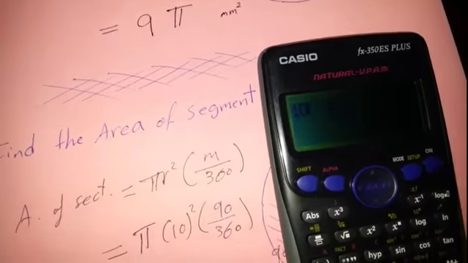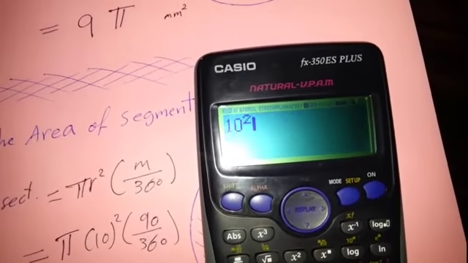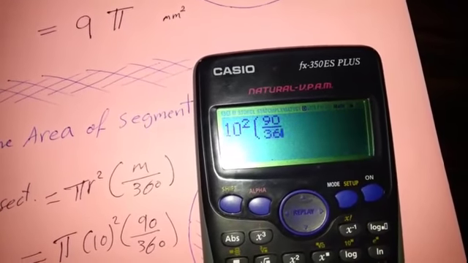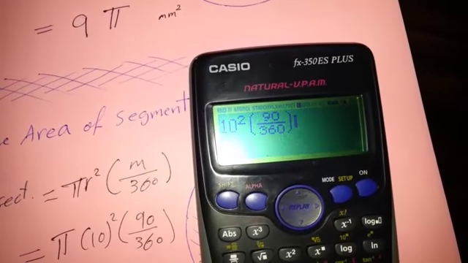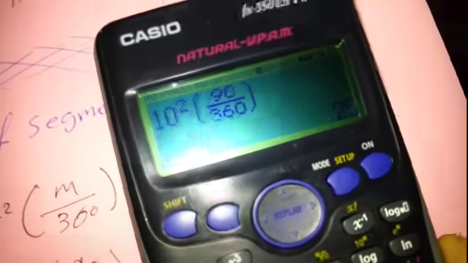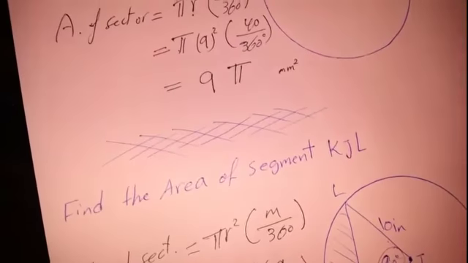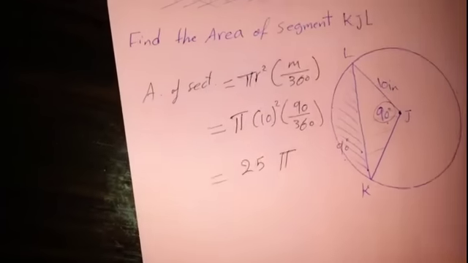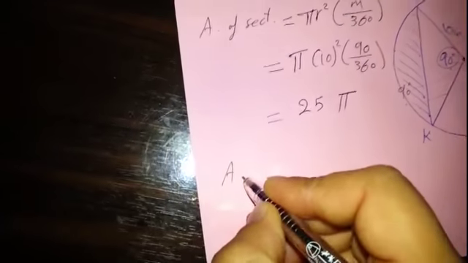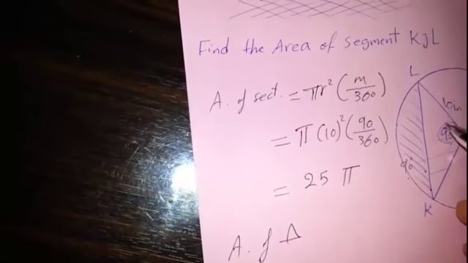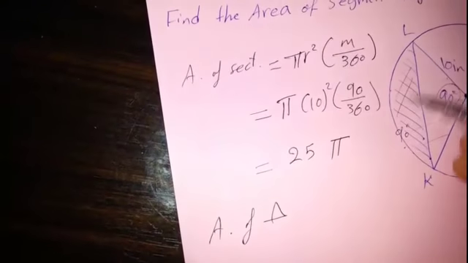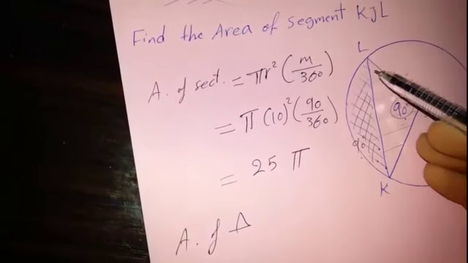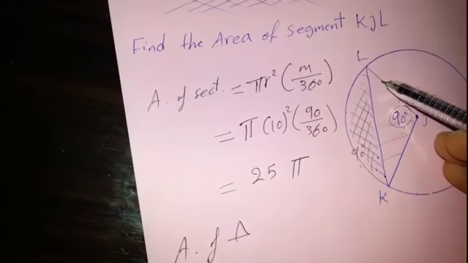10 to the power 2, bracket 90 over 360, equals 25. So it's 25 pi. This is the first step. Second step, we must find the area of the triangle, this triangle, because we need just this segment. So we will find the area of the whole sector and the area of the triangle, then we subtract them.